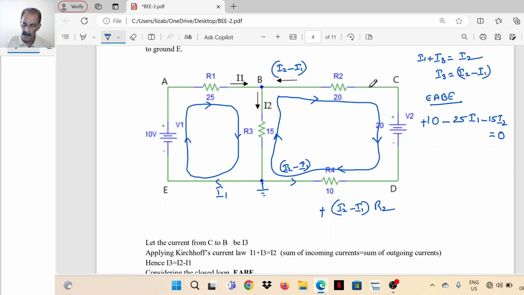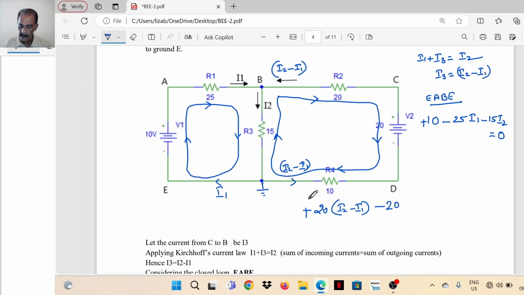So I2 minus I1 is from C to B, loop is from B to C. The IR drop is 20 into I2 minus I1, R2 being 20. The sign should be positive. Next is the 20 volt source. The loop is from positive to negative, a fall in potential, so it is minus 20.